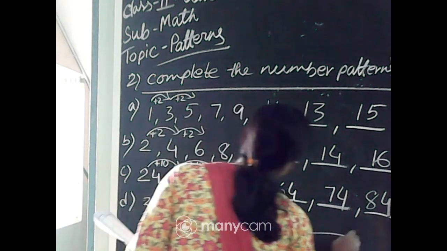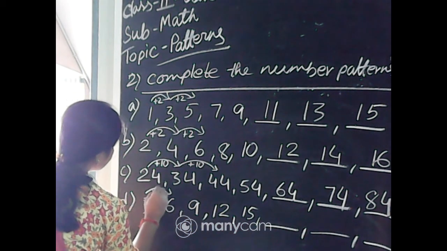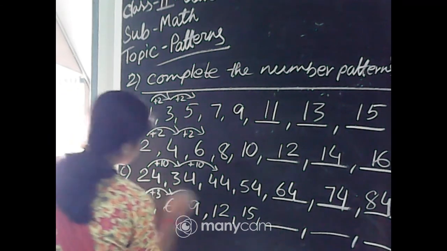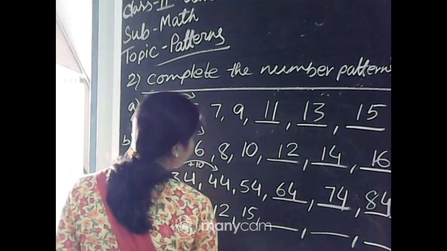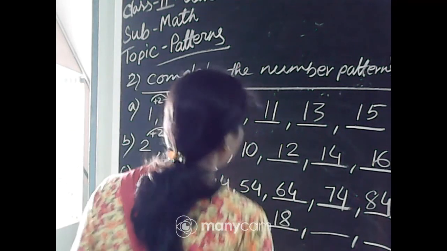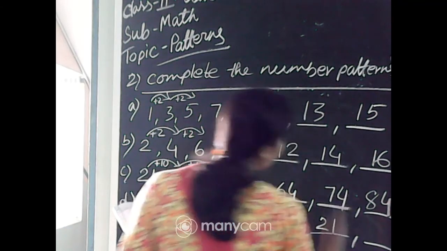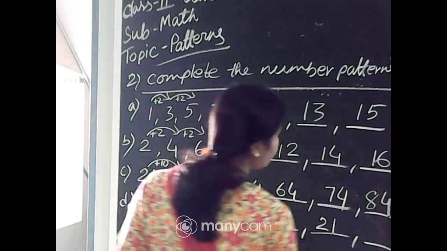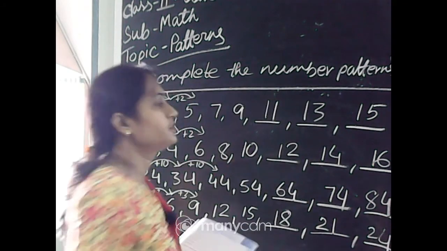Then what will be the next 3? Here followed 3 plus 3, 6, 6 plus 3, 9, 9 plus 3, 12, 12 plus 3, 15, 15 plus 3, 18. 18 plus 3, 21. 21 plus 3, 24. Okay. Today this much.